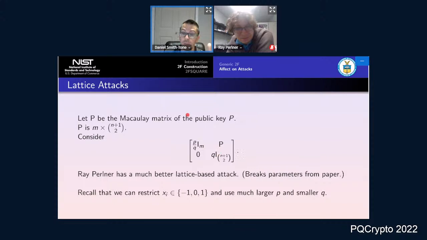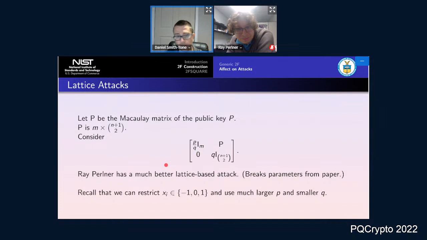So in the paper, I analyzed some lattice attacks based off of a lattice that looks like this. The idea here being that there is an FQ linear transformation of P, the public equations, that gives you something that has very small coefficients. So it's the basis for a lattice attack.